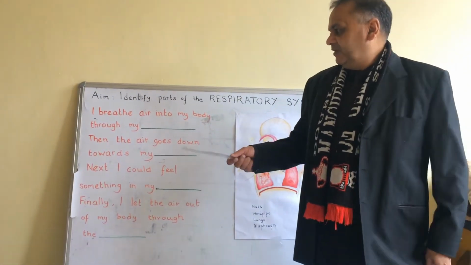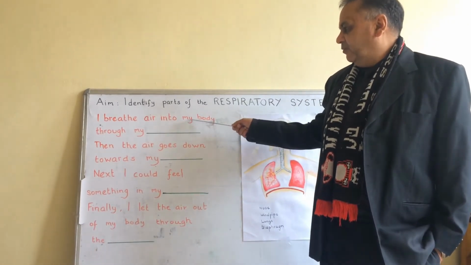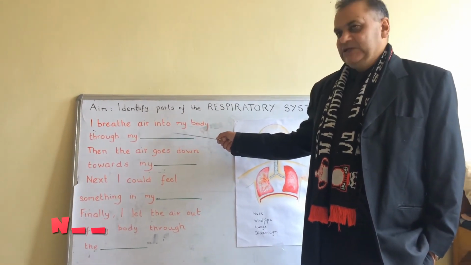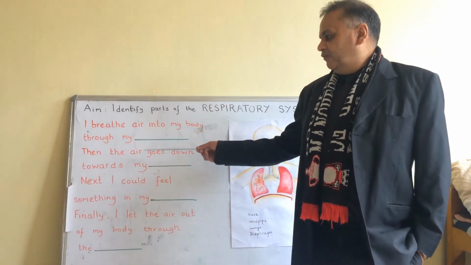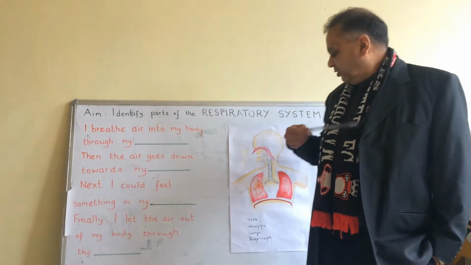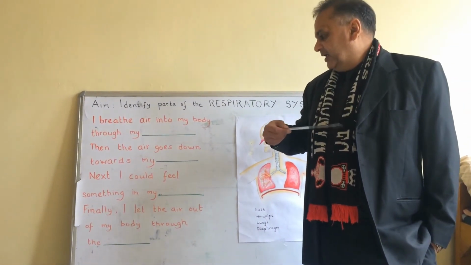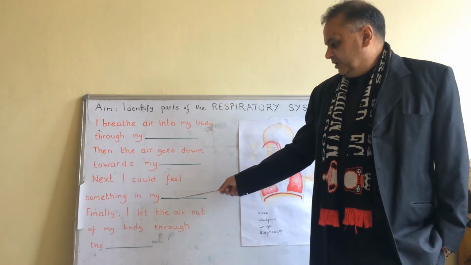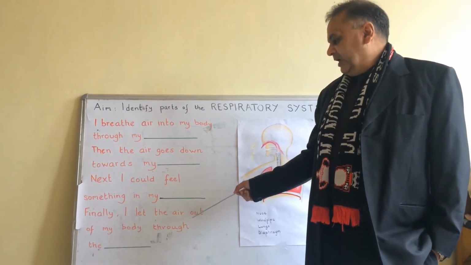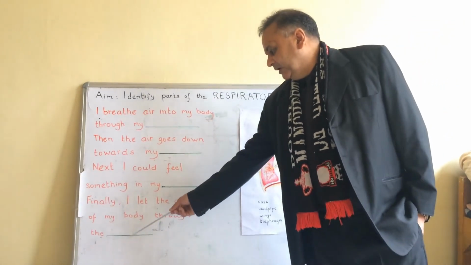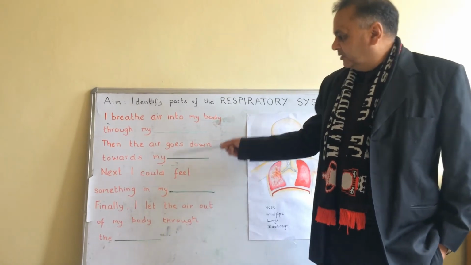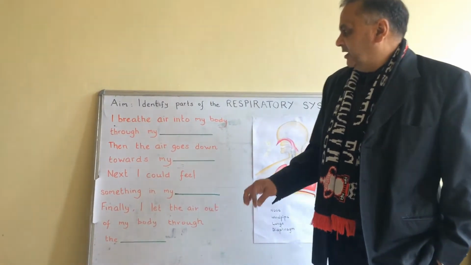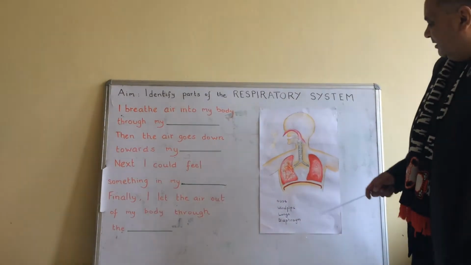Okay? So when you breathe, I breathe air into my body through my, and you know this word, it starts with N and it ends with E. Okay, and then you felt that the air was going down towards this part of your body. Okay, and next I could feel something in my, you know this word, and finally I let the air out of my body through the, you can write this word down or think about what word comes into these different blanks. All right. So you can sit down now and relax.